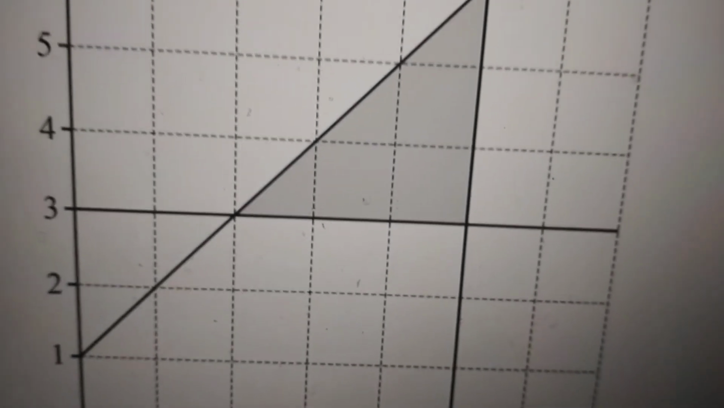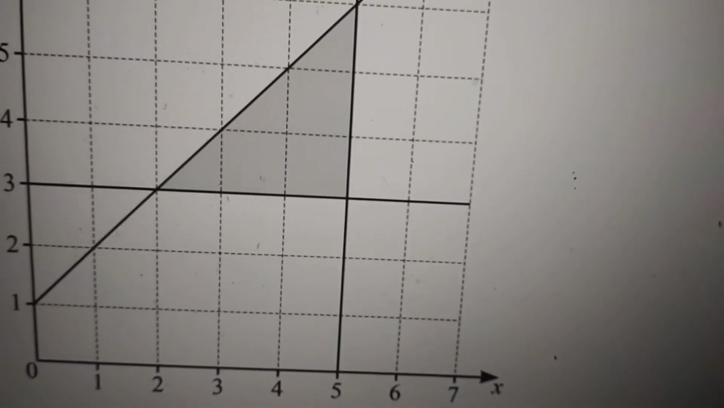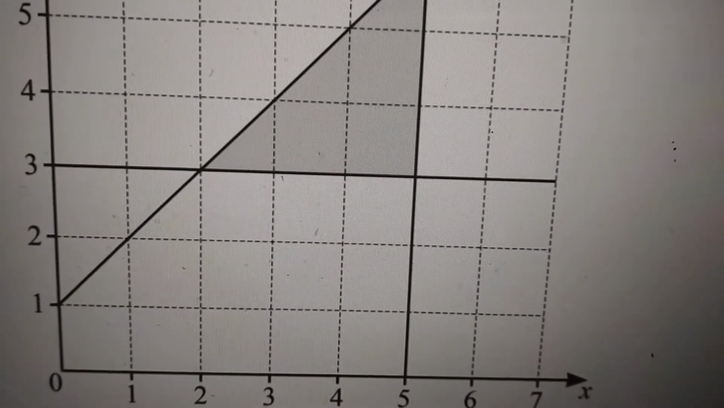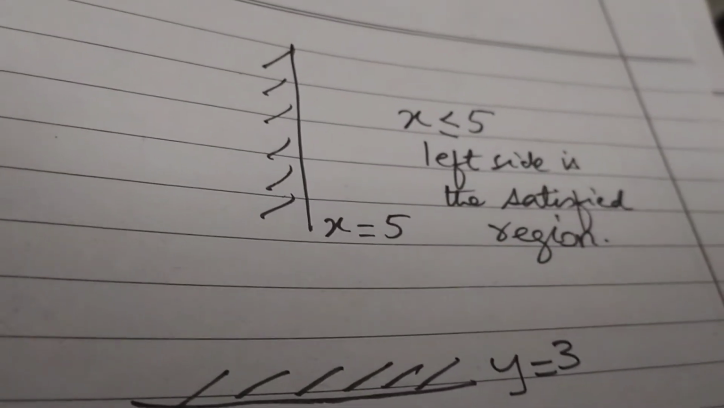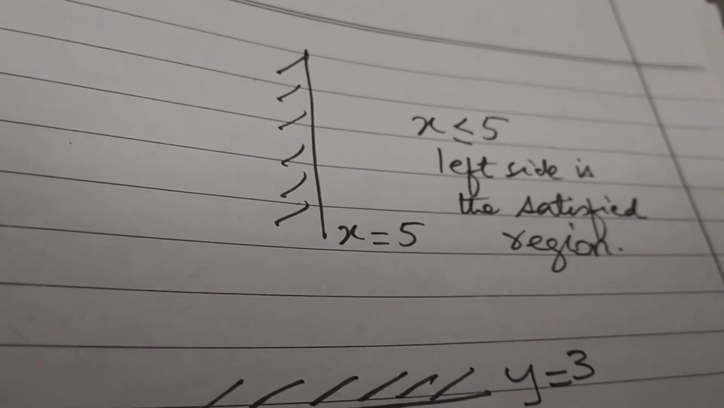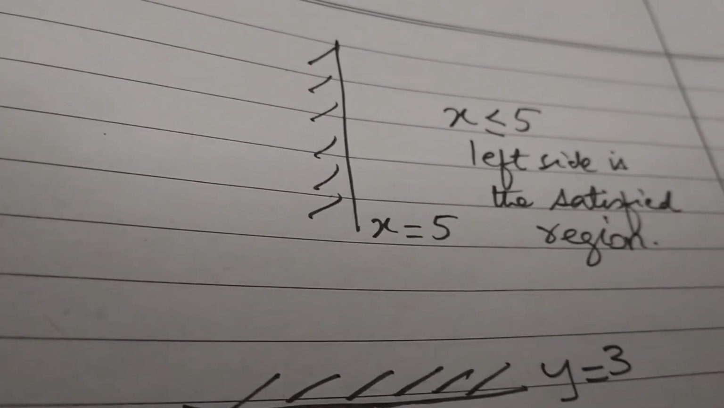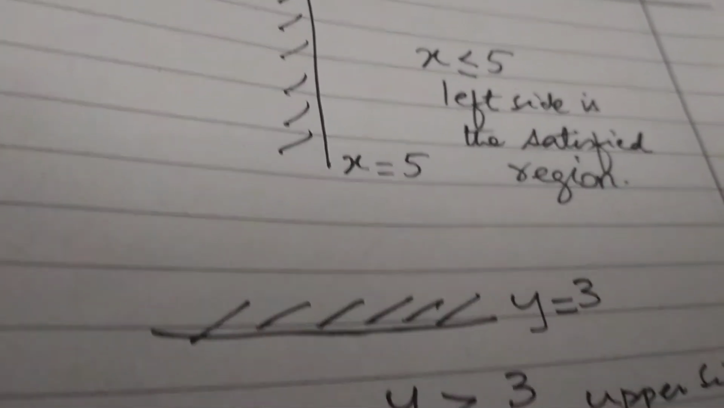The other two inequalities are very simple. You can see that for the vertical line x equals 5, the left hand side is shaded, and for y equals 3, the upper portion is shaded. What I have written in my notes is that x is less than or equal to 5, because all the values on the left side where the shaded portion is, the satisfied region, will be less than 5. So the left side is the satisfied region. So x is less than or equal to 5, the second inequality.